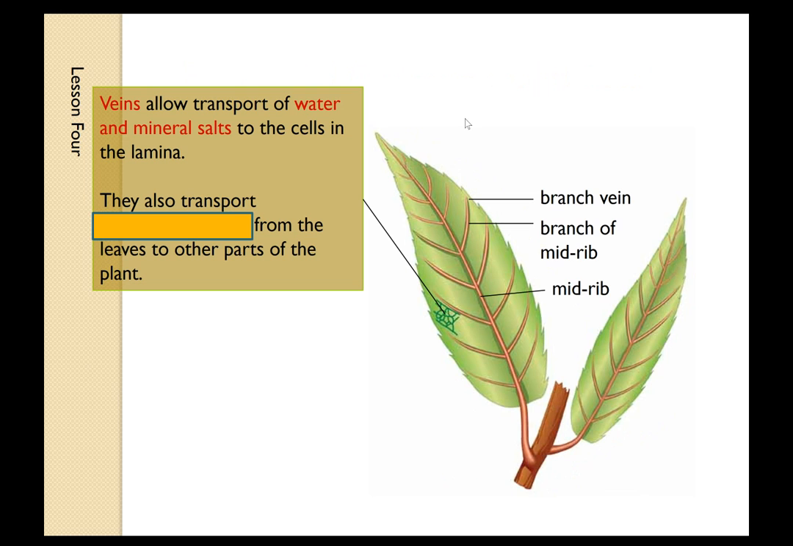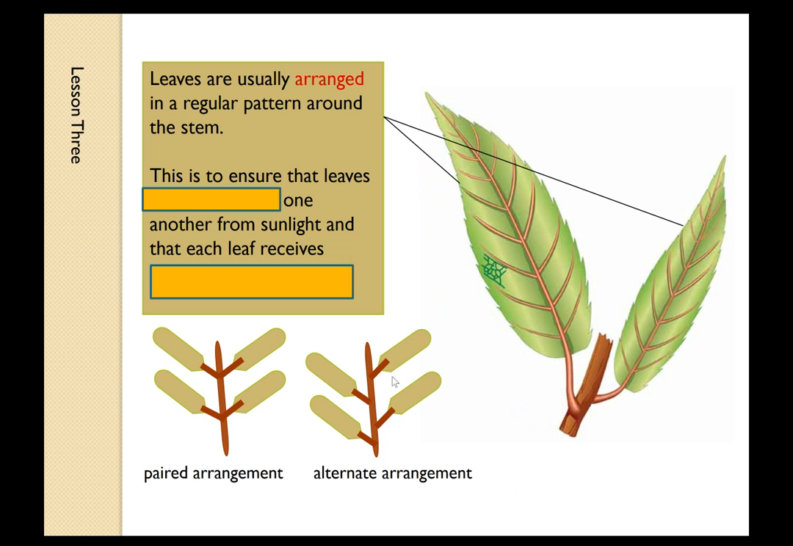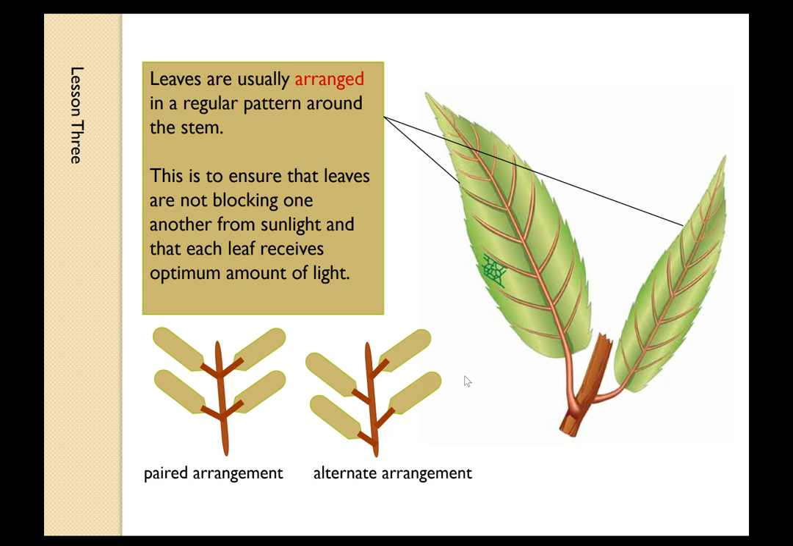Not only that, you realize there are veins that allow the transport of water and mineral salts to the cells in the leaf, and they also transport manufactured food from the leaves to other parts of the plant. In the vein, there are xylem and phloem. The xylem mainly transports water from the roots to the leaf, and the phloem transports the sugar being made, in the form of glucose, to the rest of the plant. And the leaves are arranged in a regular pattern, like a pair arrangement or alternate arrangement, such that they are not blocking one another from the sunlight, and each leaf will receive the optimum amount of light.